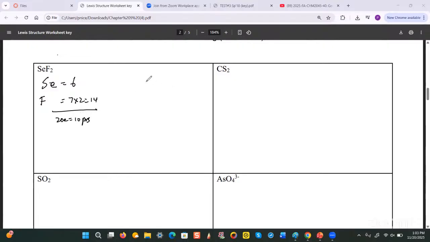And then we put the selenium in the middle. We surround it with the fluorines. We put the bonding pairs, 1, 2, then 3, 4, 5, 6, 7, 8. So we have used up 8 of the 10 pairs. So the remaining 2 pairs will end up on the selenium. All right. And then we calculate the formal charges.